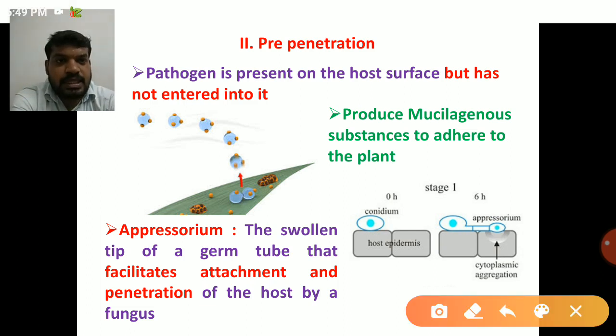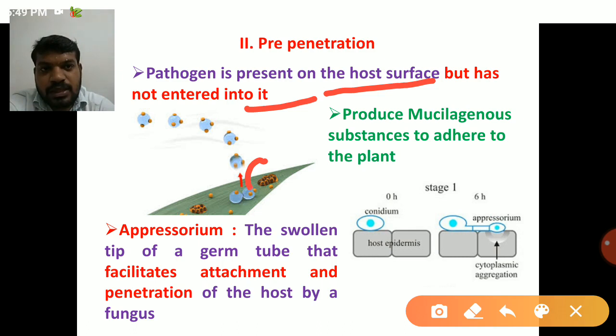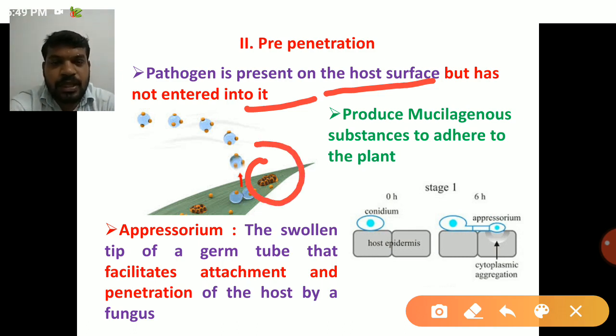So next one is the second event or second step, prepenetration. In this stage, the pathogen is present on the host surface but has not entered into it. So it does not enter into the plant, but it establishes a base on a particular plant part. In this stage, you should know about infection court. Infection court means the site of the initial host-parasite relationship in the first infection.